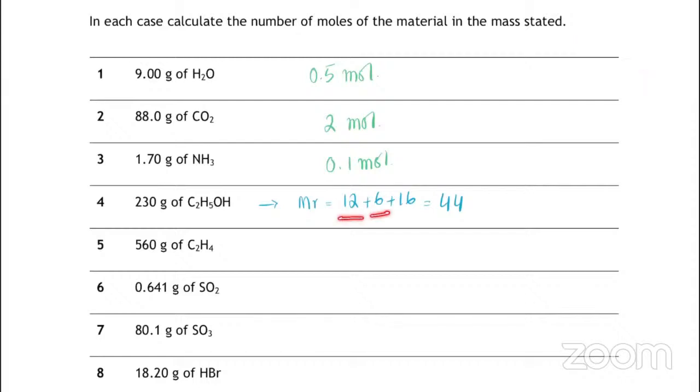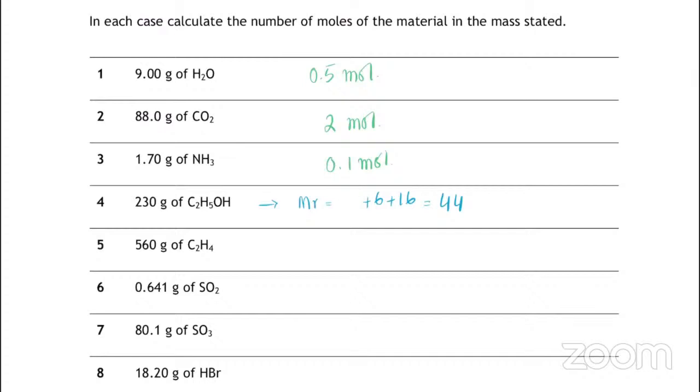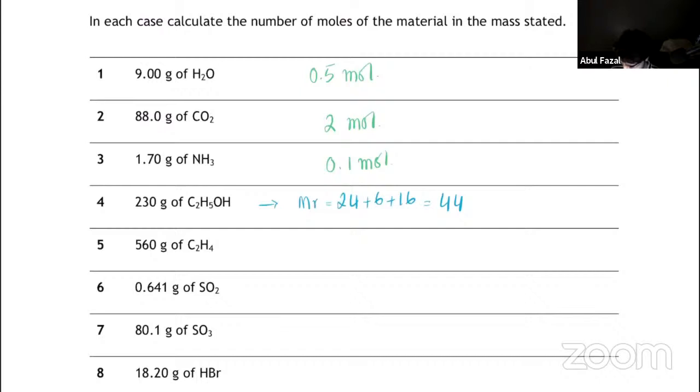12 plus 6 is 18. Let me check again. Achha, haan, you're right. I'm being schooled. Oh, it's not 12, it's 24. That's why. I was confused because it can't be that low. There are 2 carbons, huh? That's why you should write everything down properly, right? Okay, so it's 24 plus 6 is going to be 30, 46. Someone was right when they said 46.